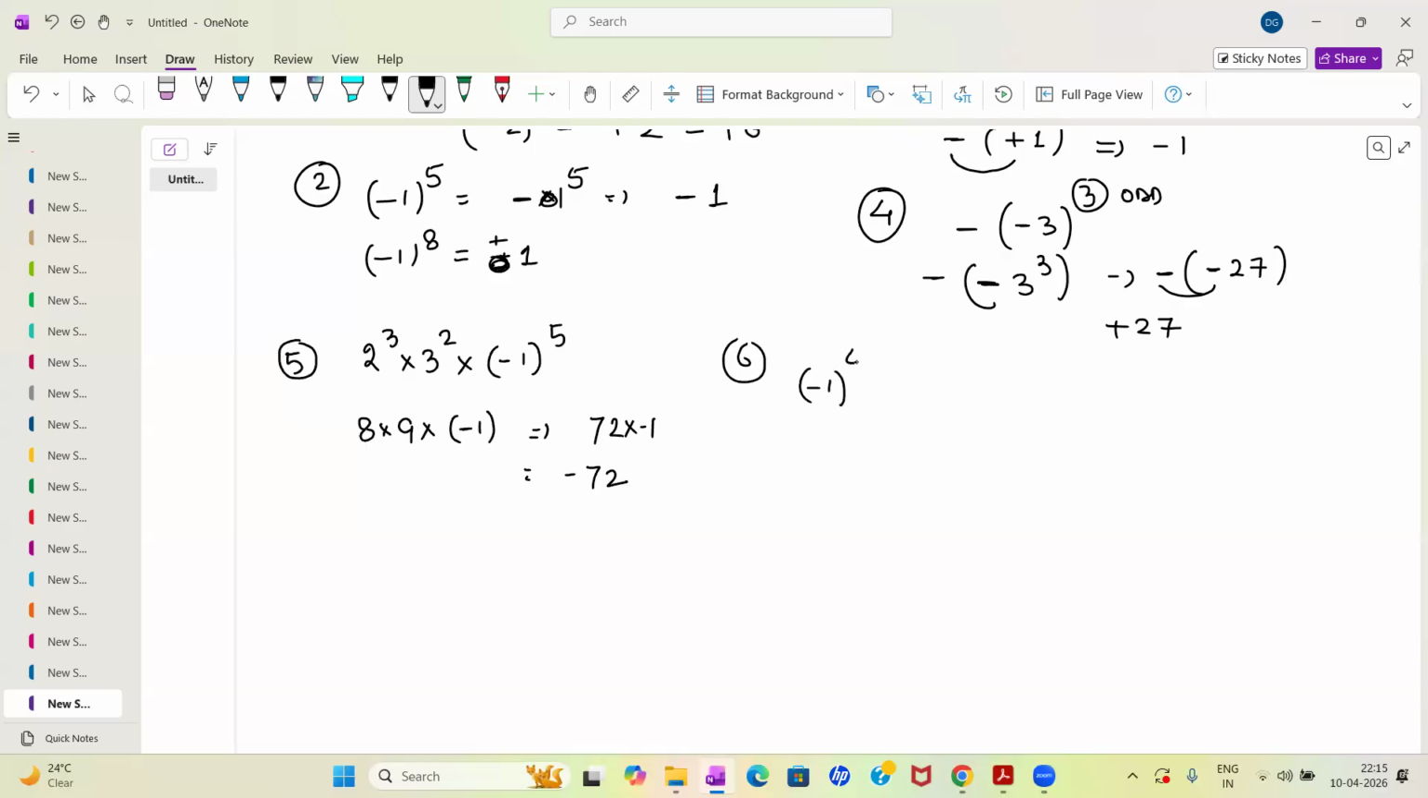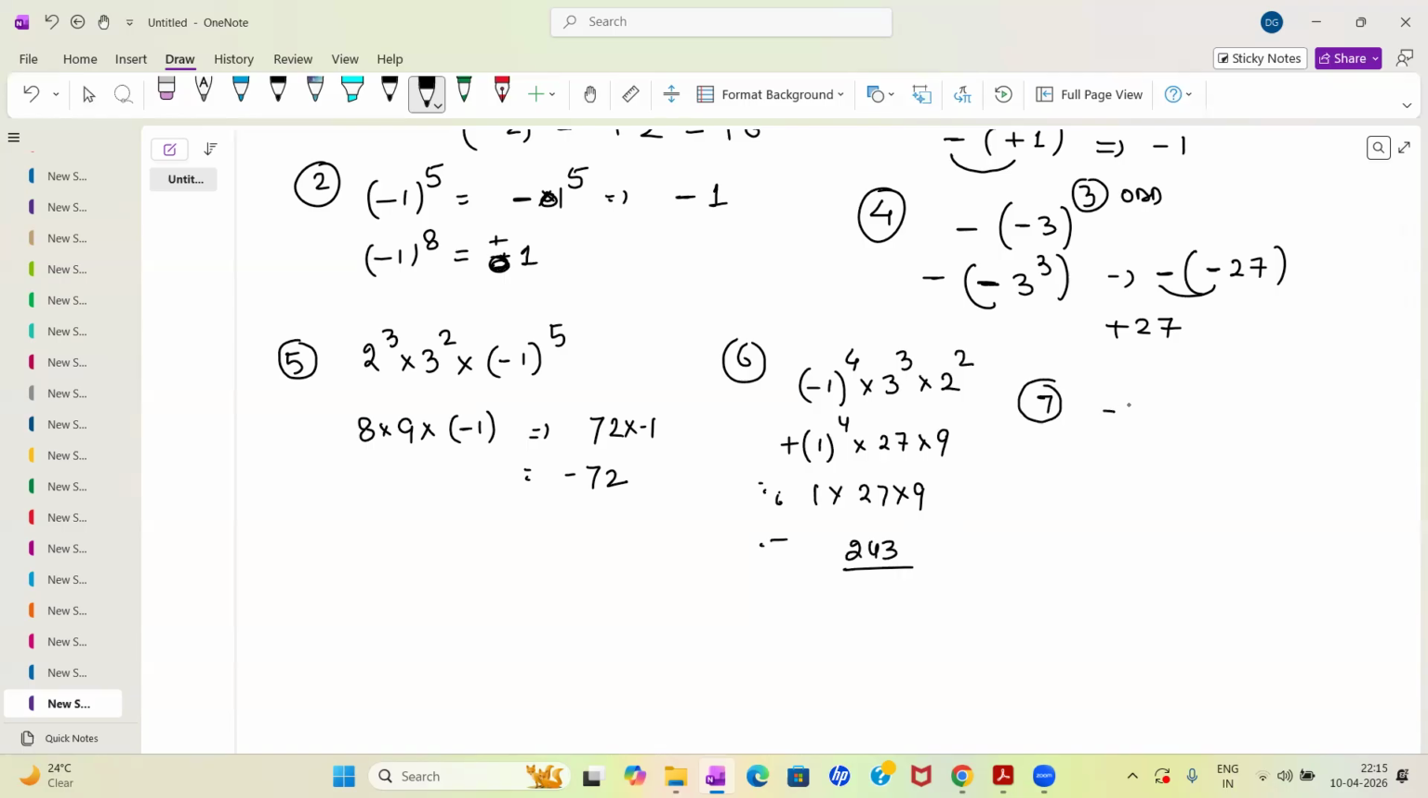Minus 1 to the power 4, 3 to the power 3, 2 to the power 2. Power is even, so plus 1 sign and 1 to the power 4 into 27 into 9. So 1 into 27 into 9, 243. I think you are now able to solve most of the questions where the minus sign is there with the power odd or even.